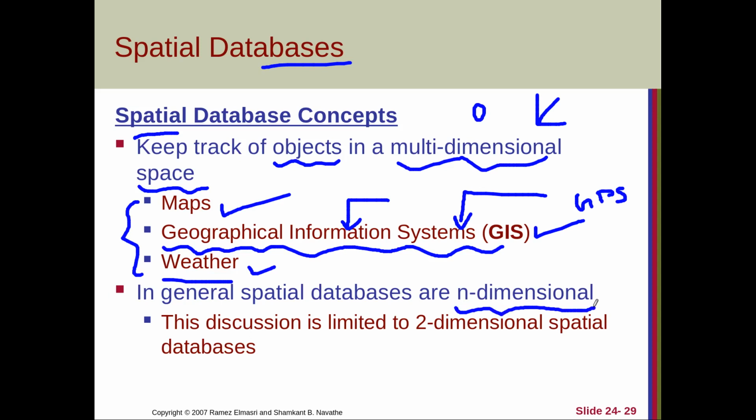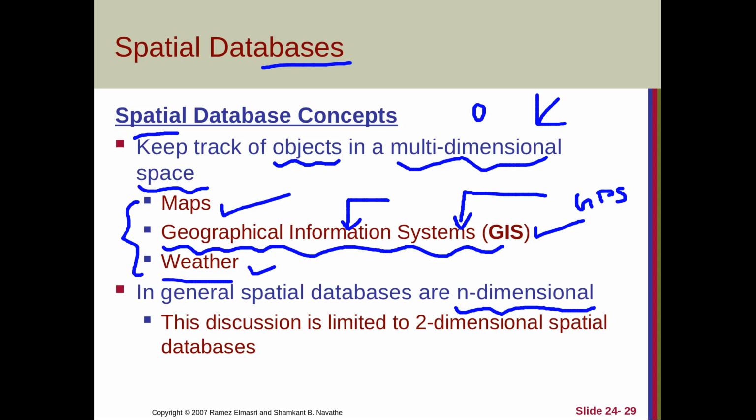So we cannot say that all the objects in the map will be in two dimensional or three dimensional. Some of the objects may be three dimensional, some of the objects may be more than three dimensions, some of the objects may be two dimensional, etc. So it is depending on the objects available in that particular system.